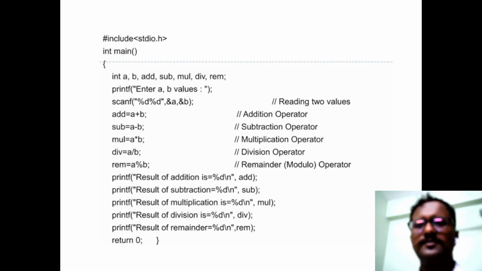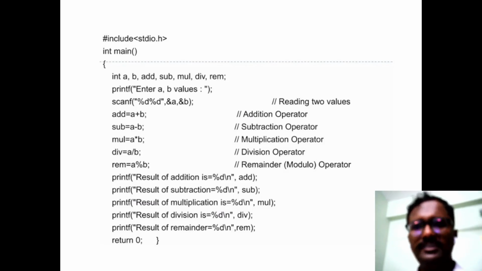And then next, the main function declaration. int main is the main function declaration. This line declares the main function where the program execution begins, where you are going to start the program. And then we are going to see the variable declarations. What did we declare here? int a, b, add, sub, multiple, divide and remainder. These are the variable declarations.